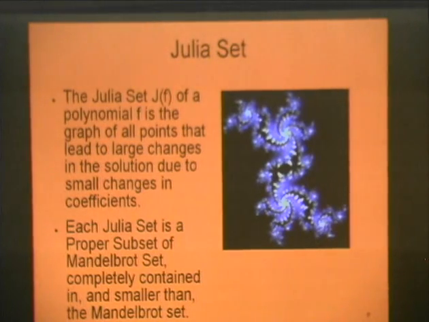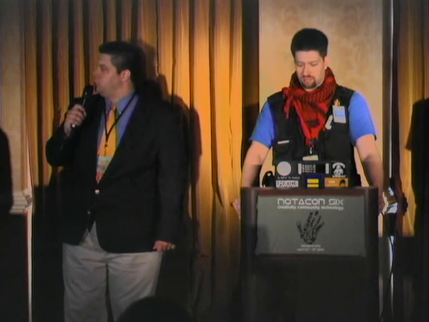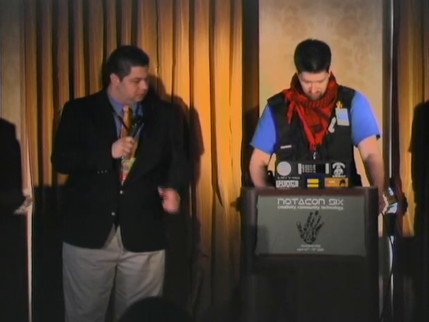A Julia set is, we're actually graphing all points that lead to those large changes, the chaotic changes that we saw earlier on. Basically, hypothetically speaking, you move your pen a little bit along the graph, and the answer at that point is radically different than before you moved it. That's a point that will be colorful on this Julia set. And a Julia set is a proper subset of the Mandelbrot set, meaning that the Julia set is completely contained within it. Next slide.